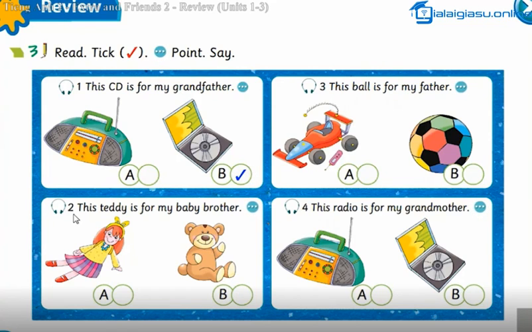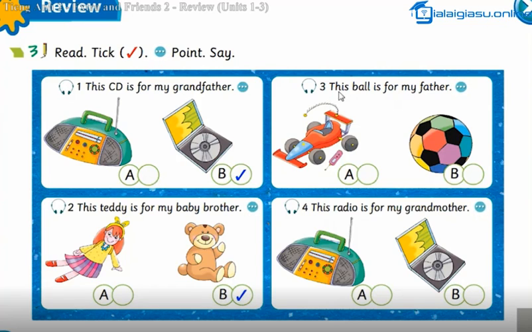Number 2. This teddy is for my baby brother. So A or B? It's picture B. Very good. How about question number 3?